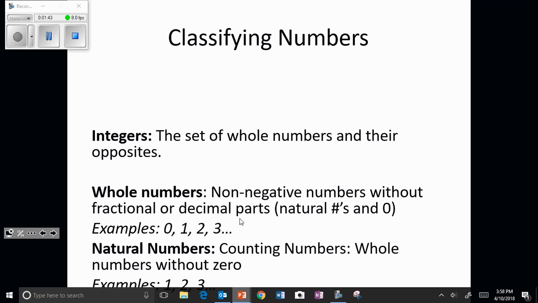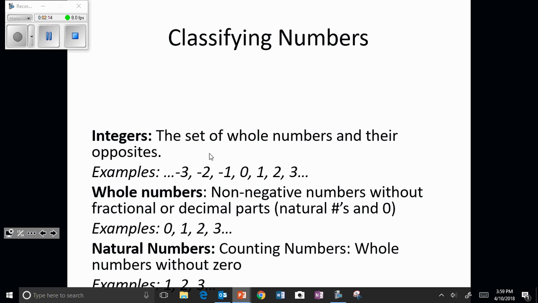Then we have integers. It's a set of whole numbers and their opposites. So now if you take your whole numbers and stretch them out, 1, 2, 3, 4, and so on, and then you flip it over to the negative side, now you have your integers. So we have -3, -2, -1, 0, 1, 2, and 3, and they go on and on forever in either direction, just like the number line. Those are our integers. So set of whole numbers and their opposites.